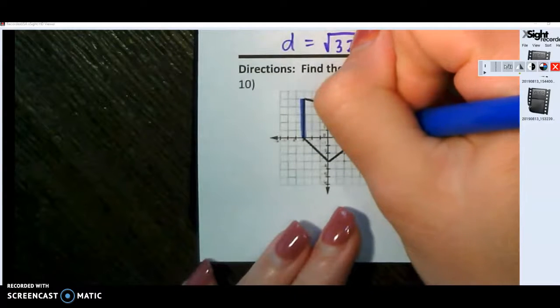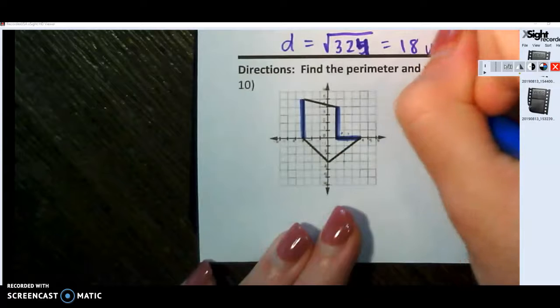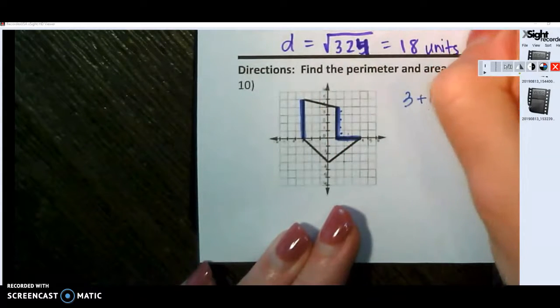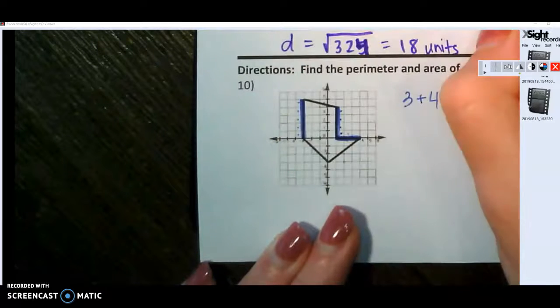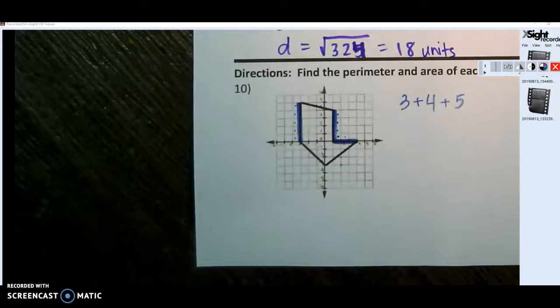So it looks like this has a length of 1, 2, 3. This one has a length of 1, 2, 3, 4. And this one has a length of 1, 2, 3, 4, 5. Okay, so that's all the horizontal and vertical distances. Now we need to worry about those diagonal distances.